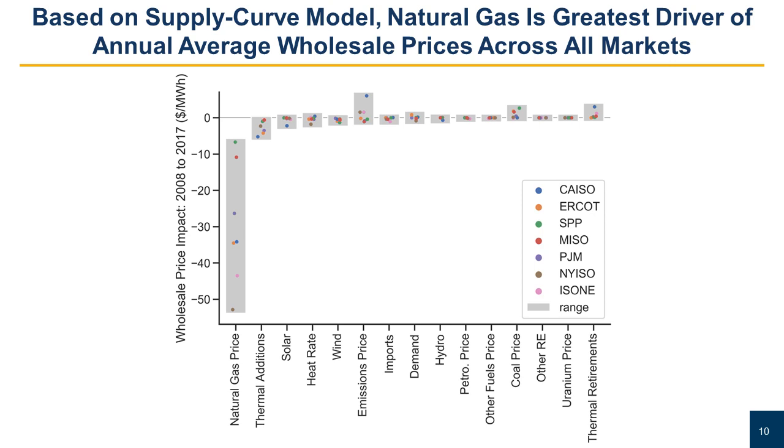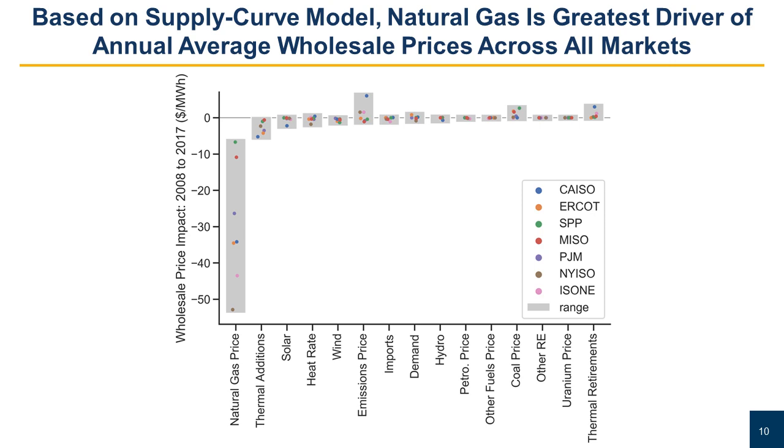What we see is that across all 7 markets, the dominant driver of the decline in average wholesale prices over this period of 2008 to 2017 was that fall in natural gas prices. The impact of changing natural gas prices was highest in markets where natural gas-fired generators were marginal in the supply stack. The impact of wind and solar on market-wide average annual wholesale prices since 2008 has really been secondary compared to the impact of natural gas.